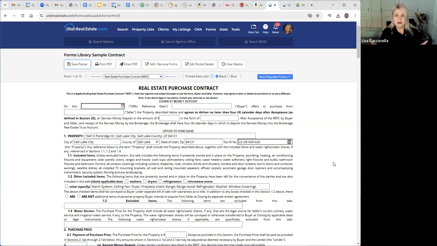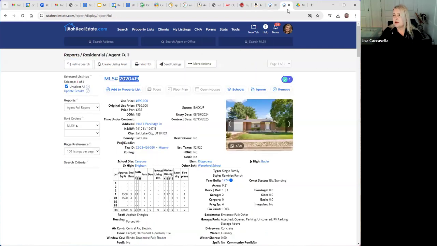So you want to have the knowledge of the market, how the home is priced in relation to the surrounding homes, how long their days on market have been. Those are just a few of the things you're going to want to look at. So if we're looking at my sample property here, so I flipped it over to the MLS. This is a home on 7400 South, about 1900 East. It's been on the market 183 days.